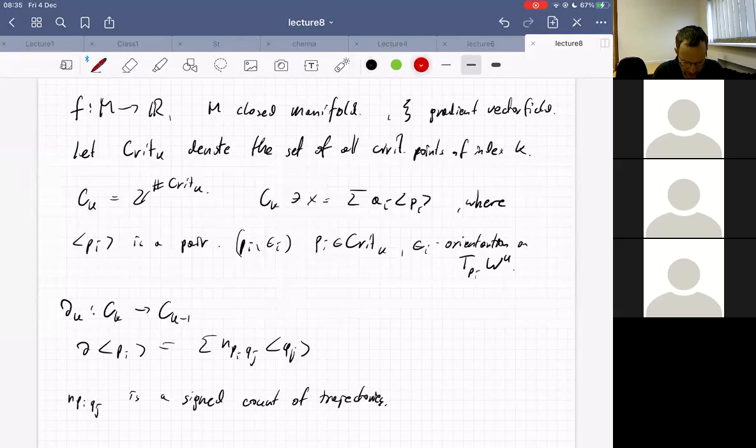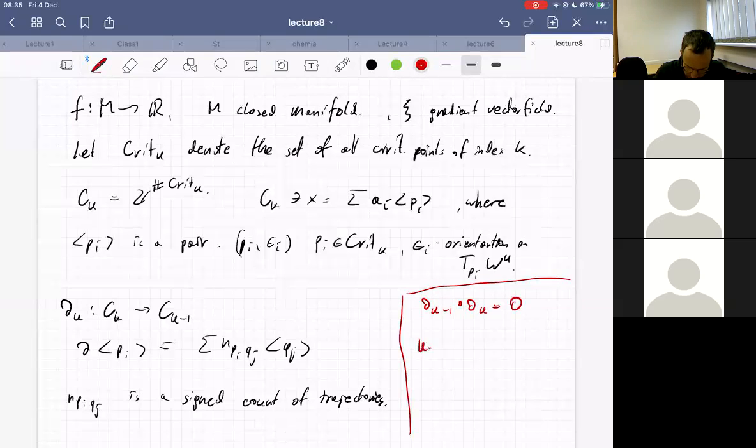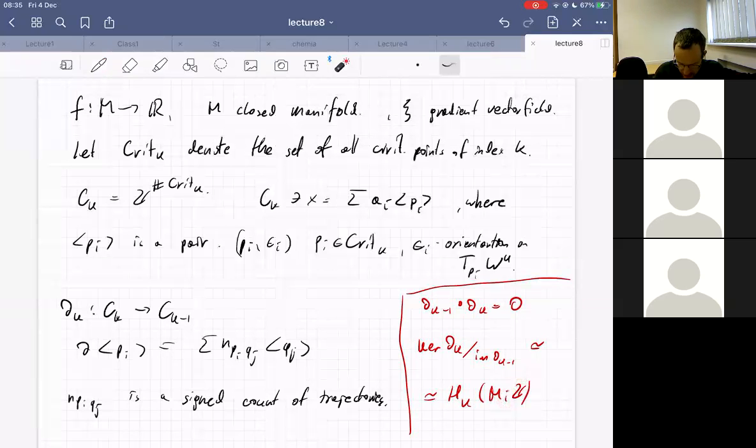All right, and the theorem is that, let me just write it over here, d_{k-1} composed with d_k is 0, and the kernel of d_k divided by the image of d_{k+1} is isomorphic to H_k(M, Z), where H_k(M, Z) is the singular homology of the manifold M.